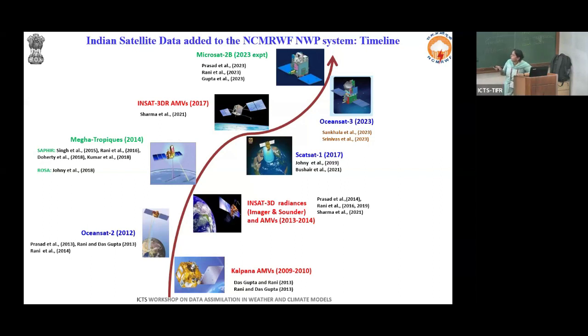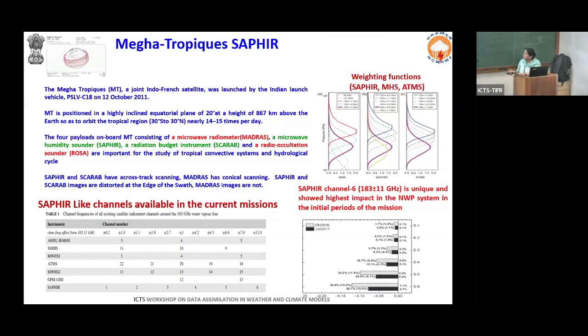Then comes SCATSAT. SCATSAT is again a scatterometer mission, and INSAT-3D's AMVs, sounder and imager we also used. Then we have OceanSat-3, the latest scatterometer mission. We are using that data, and also Microsat-2B, the successor to the Megha-Tropiques Saphir, and we are using those data in our assimilation system. These are some examples of how we use the Megha-Tropiques Saphir data.